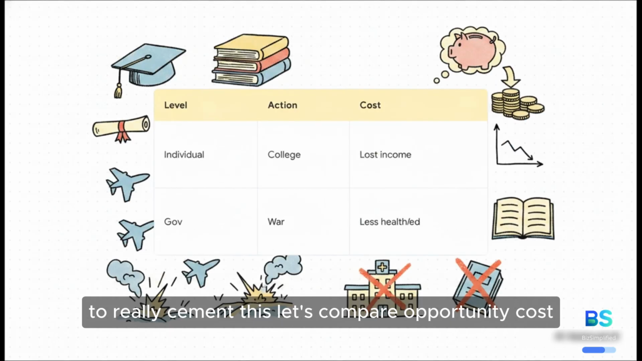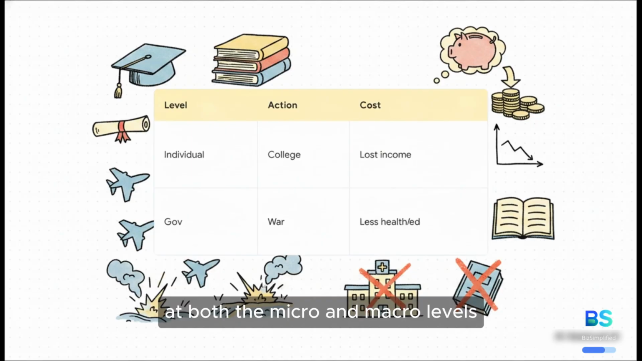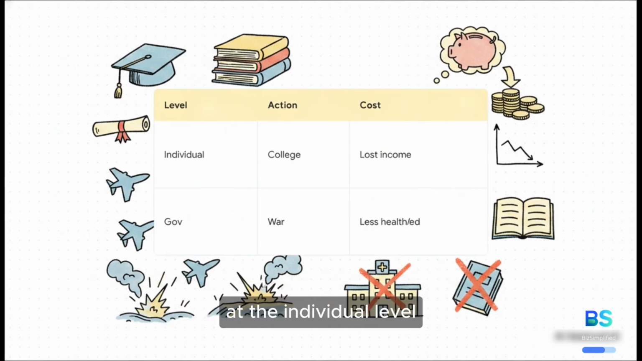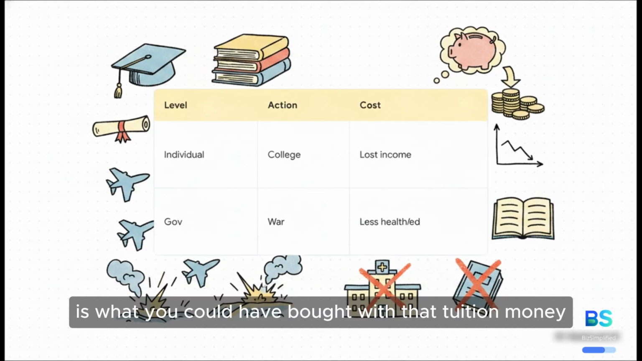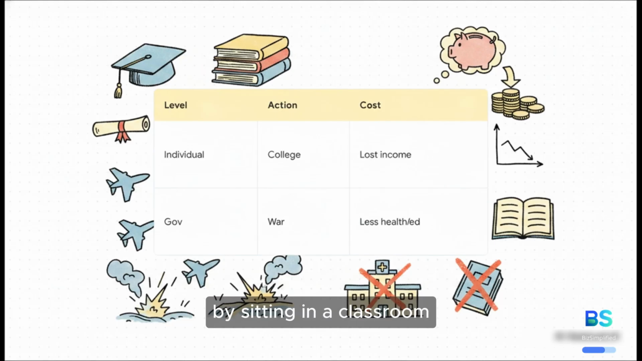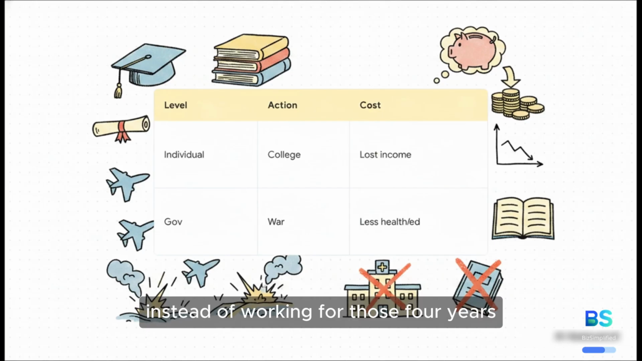To really cement this, let's compare opportunity cost at both the micro and macro levels. At the individual level, suppose you choose to attend college. The opportunity cost isn't just the tuition money you handed over. No, the true opportunity cost is what you could have bought with that tuition money, plus the full-time income you lost out on by sitting in a classroom instead of working for those 4 years.